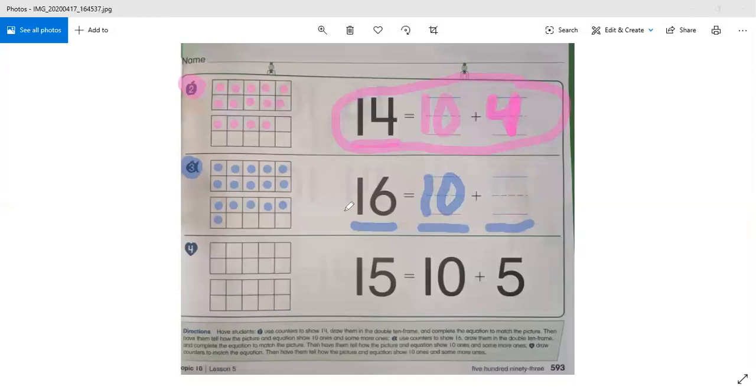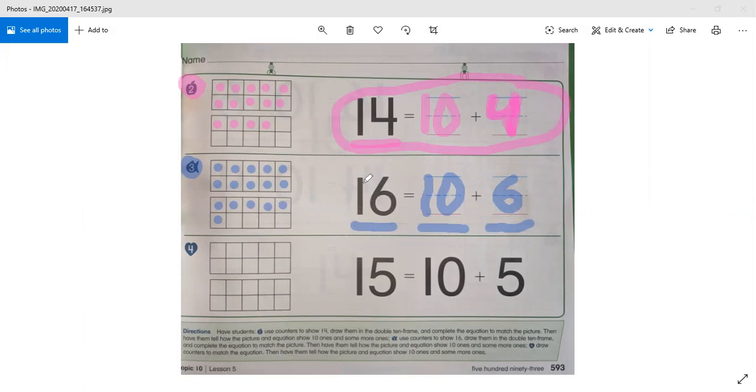So I have 10. And then how many is on the second 10 frame? 1, 2, 3, 4, 5, 6, right? So let's put the number 6. So there we go. We completed our equation. And we got these numbers from the 10 frames that we filled in.